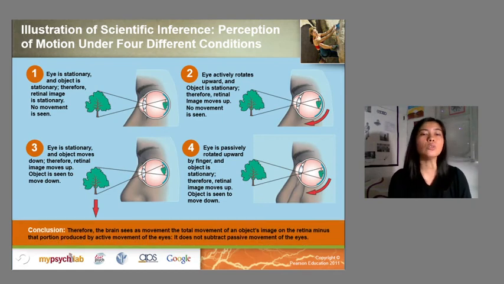Okay? Conclusion. Therefore, the brain sees as movement the total movement of an object's image on the retina minus that portion produced by active movements of the eyes. It does not subtract passive movements of the eyes. So we can only perceive motion if there is that movement of the object on the retina minus the portion produced by active movement of the eyes. But it does not subtract passive movements of the eyes.